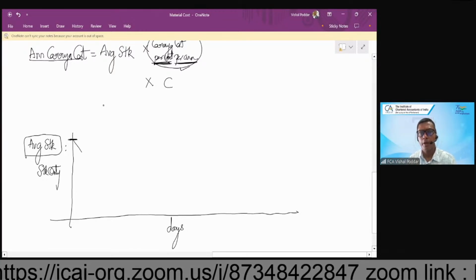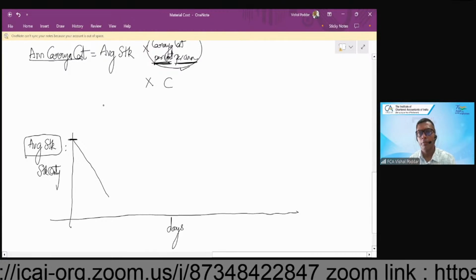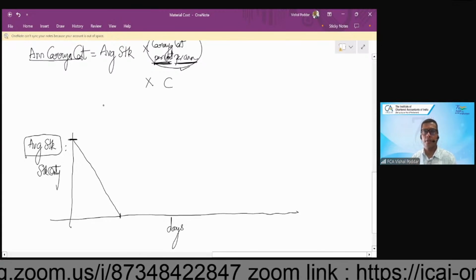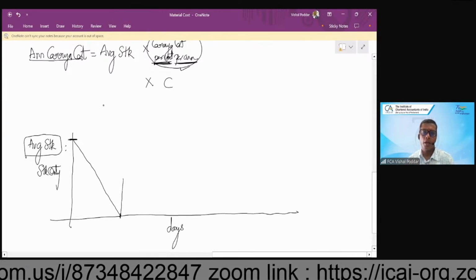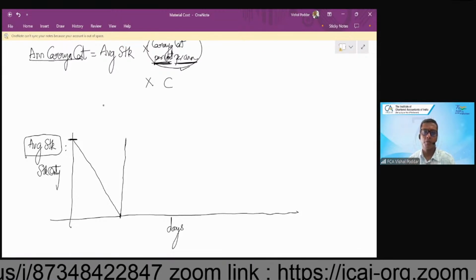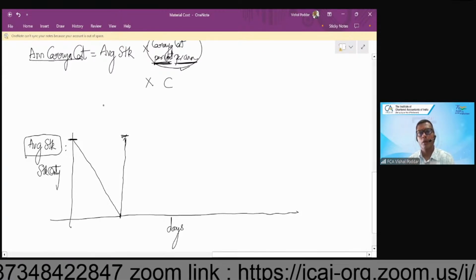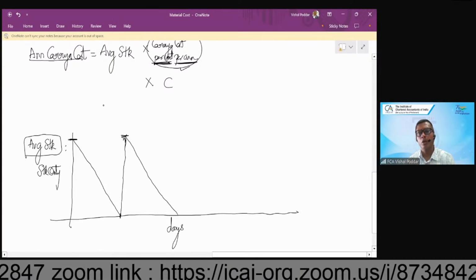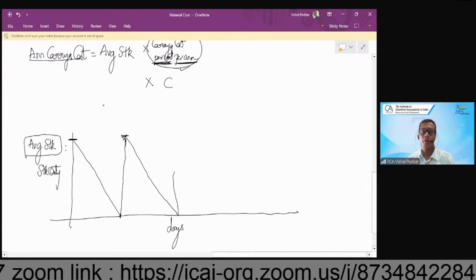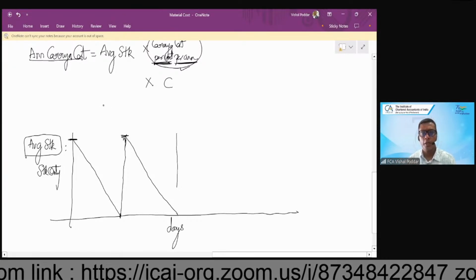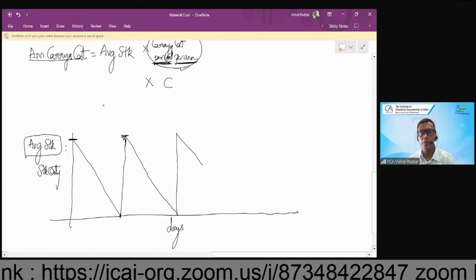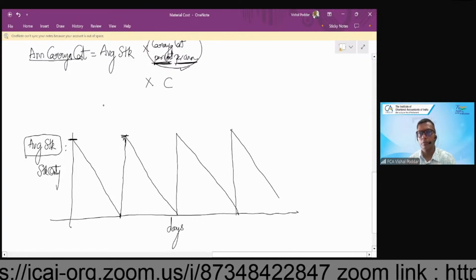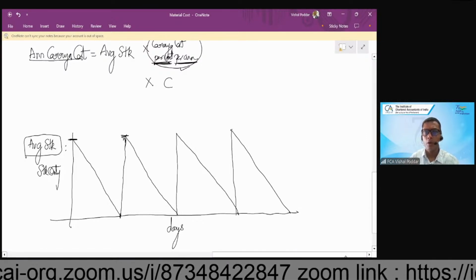And every day, as the day passes, I'm consuming my stock for production. So my stock quantity is going down, down, down, down, and it reaches here in some number of days. The moment it reaches here, I again purchase. So again, my stock comes here. Again, every day as I go on consuming for production, the stock is going down, down, down. So this is my stock graph. So if I have to project my stock positions on a daily basis, this is the graph which I will get. Correct?